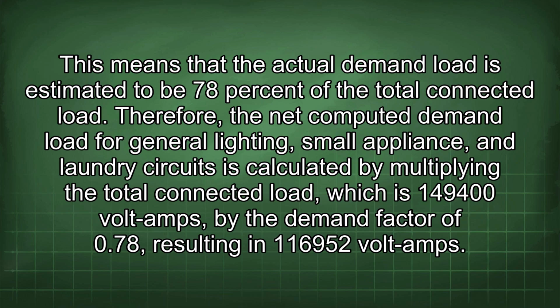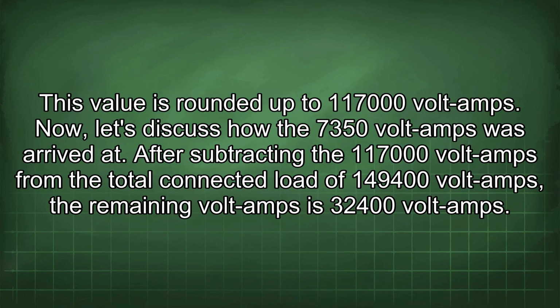Therefore, the net computed demand load for general lighting, small appliance, and laundry circuits is calculated by multiplying the total connected load, which is 149,400 volt amps, by the demand factor of 0.78, resulting in 116,952 volt amps. This value is rounded up to 117,000 volt amps.